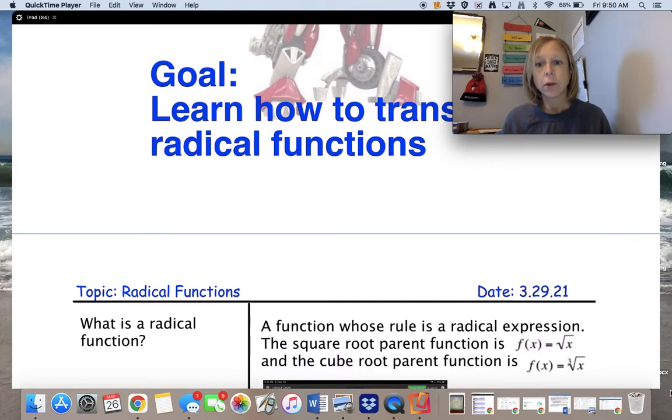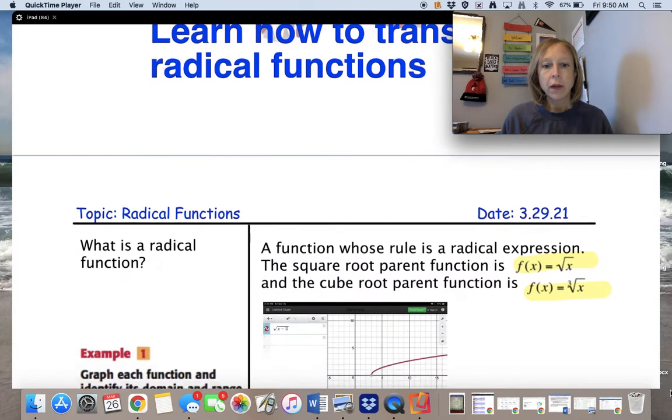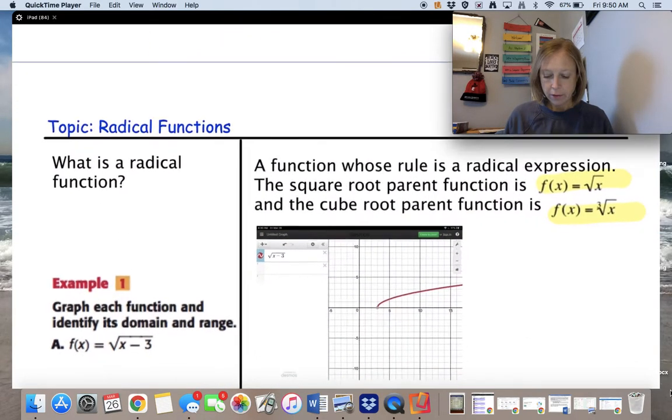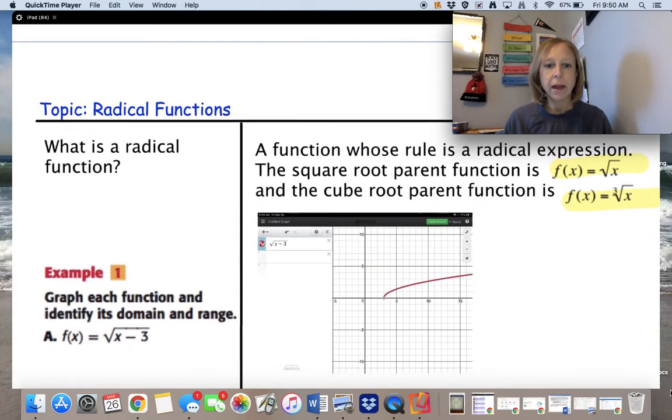So we could look at the square root function. It could also be a cube root, fourth root, fifth root, so on and so on, as long as there is a radical there. The parent function for square root is the square root of x. The parent function for the cube root is the cube root of x. And we'll be focusing in on those two primarily in this section. So now let's take a look at two different graphs. The first graph that I have here is the graph of the square root of x minus 3.